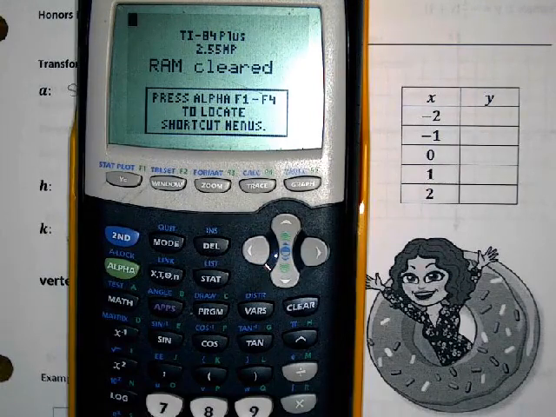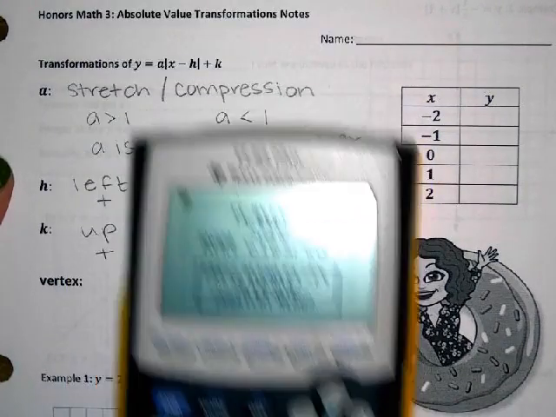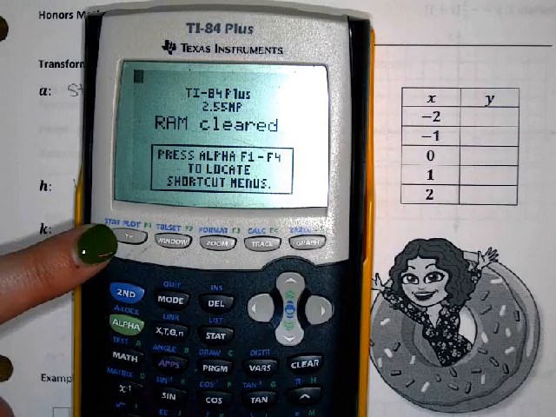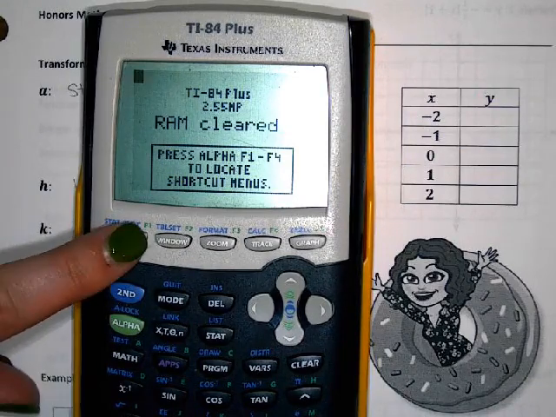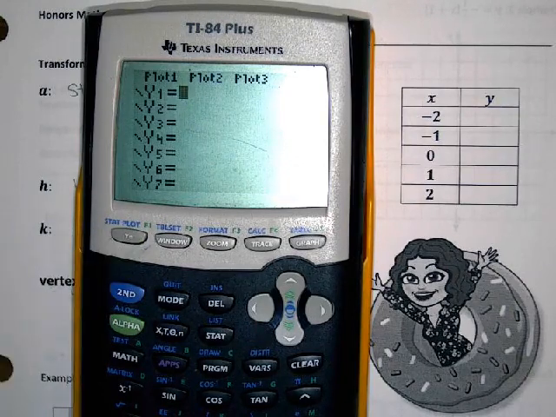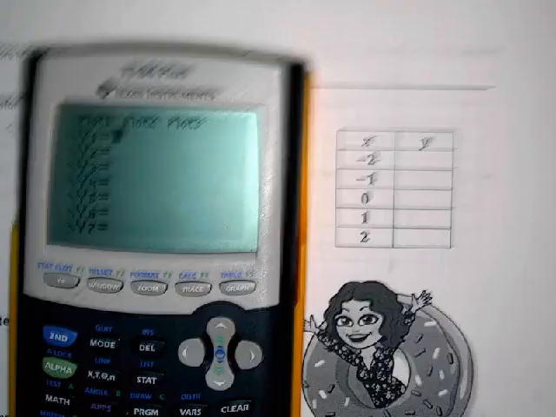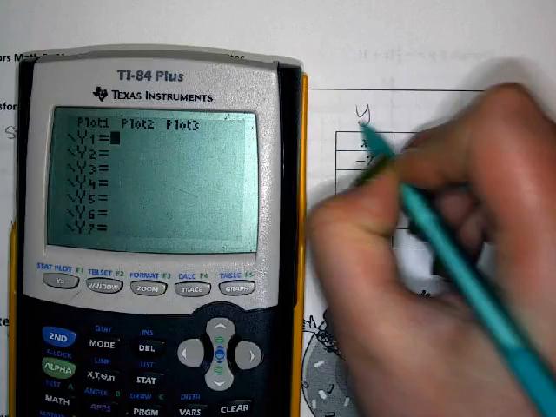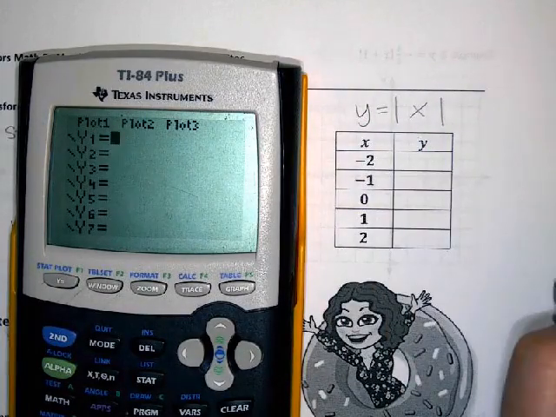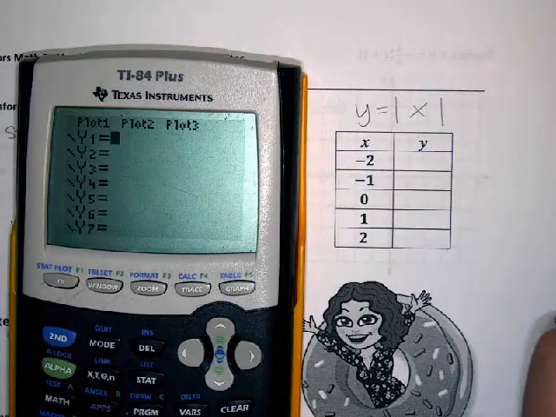All right. So now we're going to go ahead and graph an absolute value graph, and we're going to do that by hitting the y equals button right here. We're all going to go to the y equals button. Looks like this. And then we're going to graph what is called the parent function for an absolute value graph, and that's just y equals the absolute value of x.